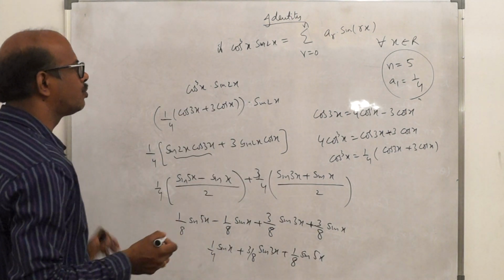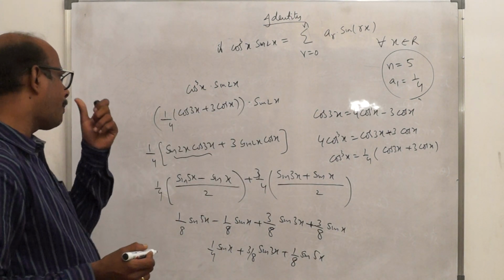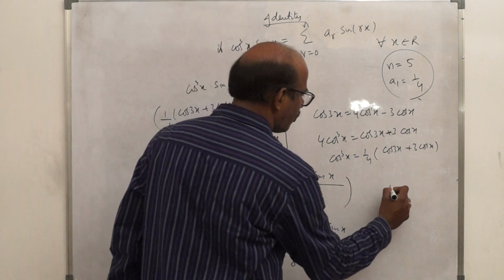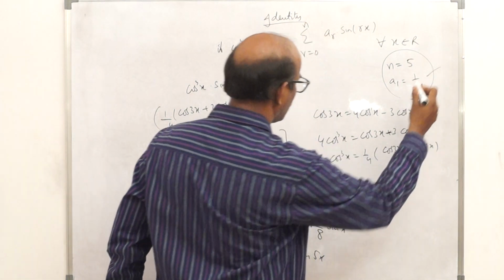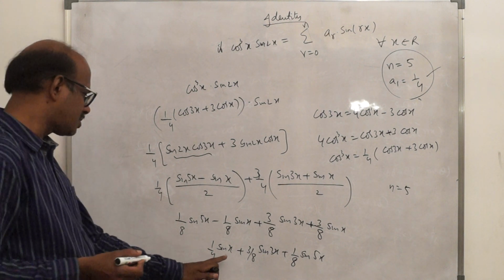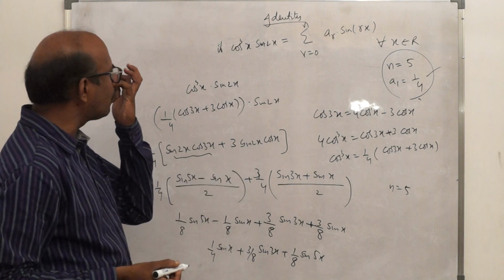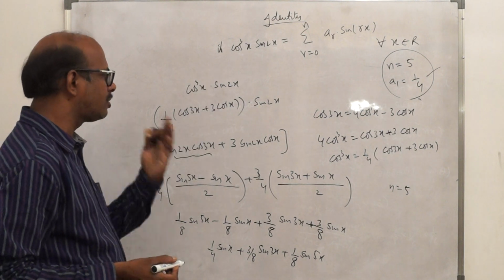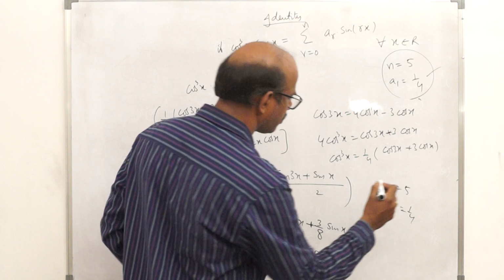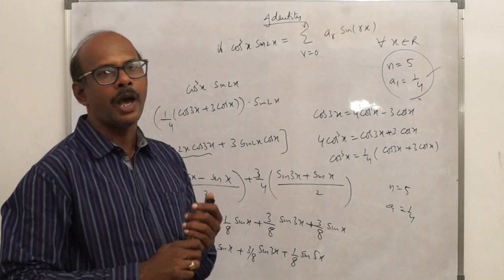Now what we want: n means the maximum multiple of x in sin, which is 5. Therefore n is 5. It agrees with the given answer. Now what is a1? a1 is the sin x coefficient, because if I put r equal to 1 it will be a1 sin x. So the sin x coefficient is 1 by 4, so a1 is 1 by 4. This is a good problem with identity.